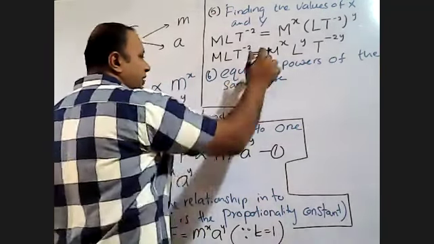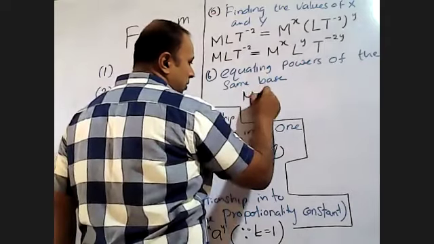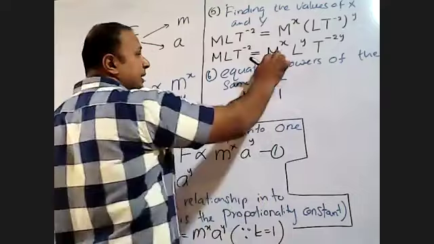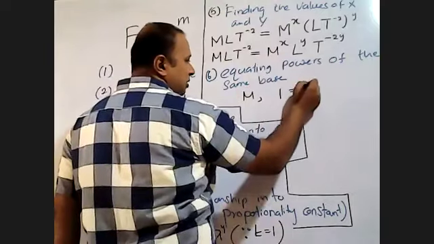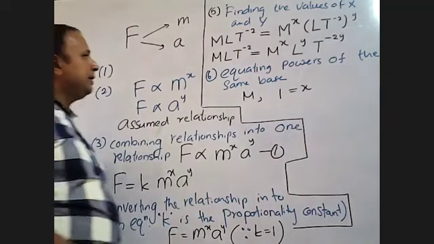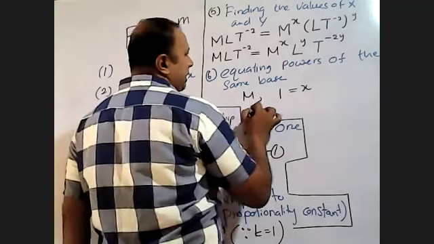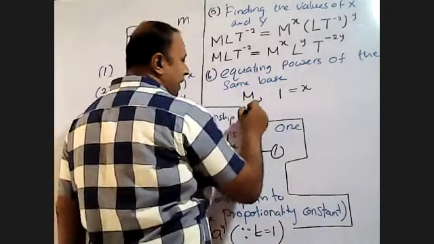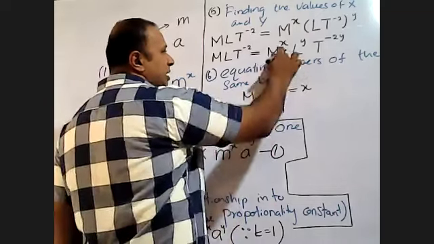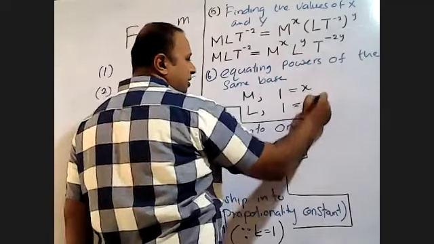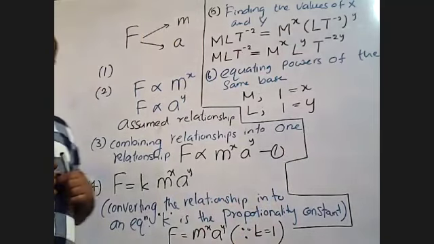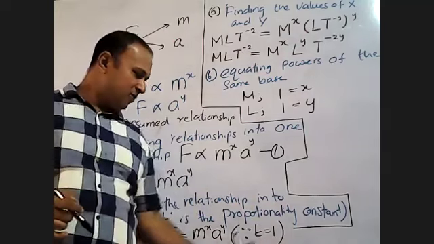So if I equate M, here the power is 1, and here the power of M is x. So x is equal to 1. Then if I equate the power of L, here the power of L is 1, and here the power of L is y. Therefore, x is equal to 1, y is equal to 1, and k is also equal to 1.